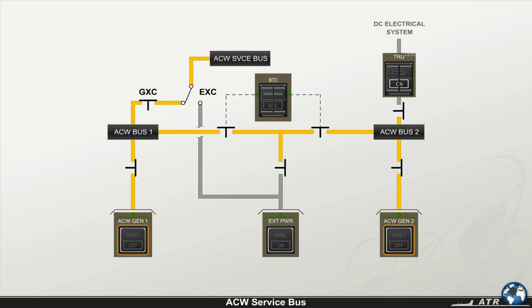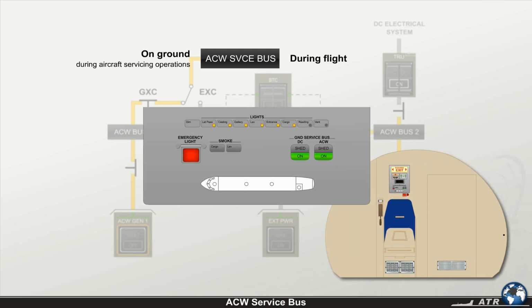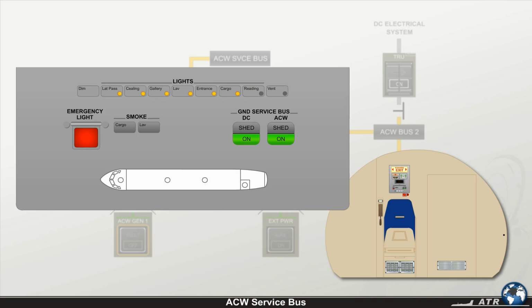Now let's look at the final component of distribution for the AC wild system, the function and supply of the AC wild service bus. The AC wild service bus not only provides its consumers with electrical power during flight, but also on ground during aircraft servicing operations. Energization of the AC wild service bus is controlled by the ground service bus AC push button, located on the cabin attendant's panel on the rear cabin wall. A more detailed explanation of this push button will follow in a separate chapter.